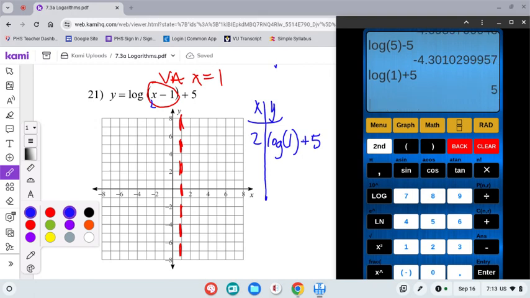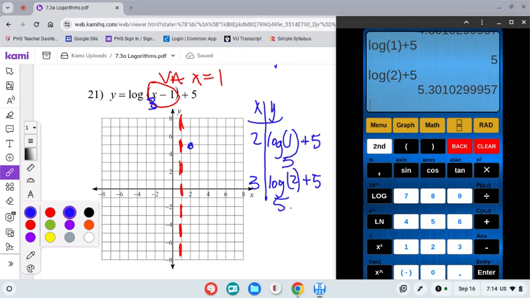Is 5. So 0.2 comma 5, 2, 5 right there. Let's try 3. And be log 3 minus 1 is 2 plus 5. About 5.3. 3 comma 5.3. Is that enough? I don't know.